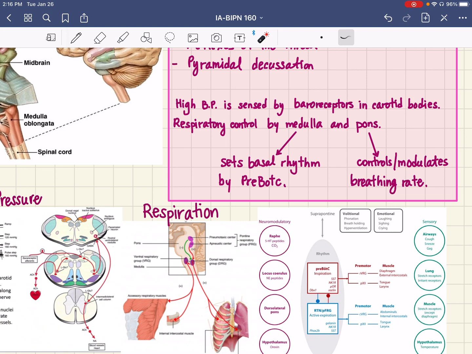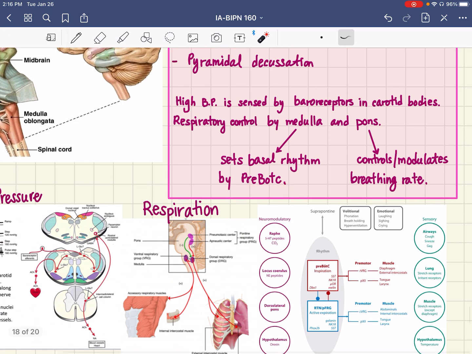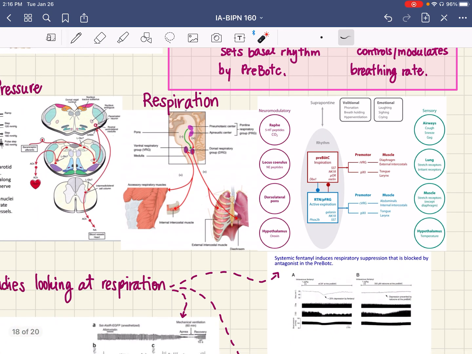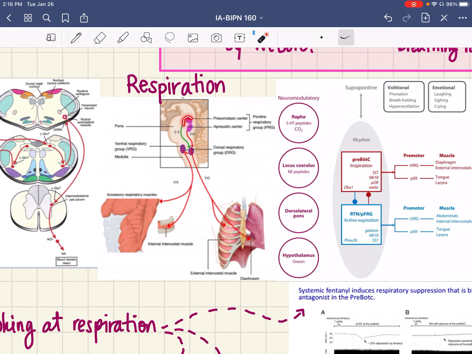Okay, let's think about the pre-Botzinger complex, which is pretty important for you to know in this class for respiration. So here's a picture of the nuclei in the pons that are more modulatory towards the respiratory rate, and here are the nuclei in the medulla that set the base level of breathing. Okay, but both of their projections allow for us to breathe normally.